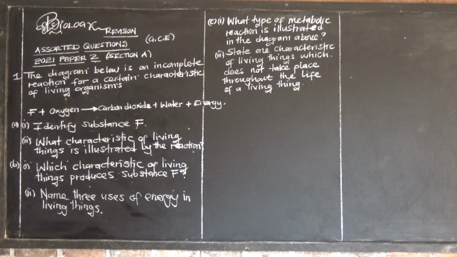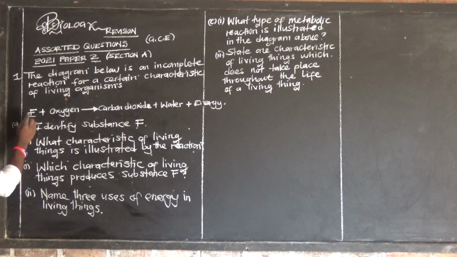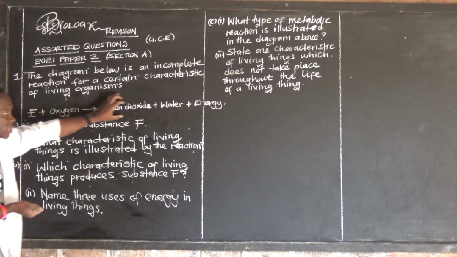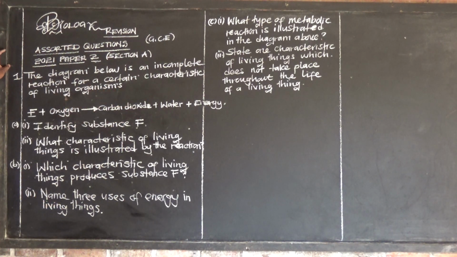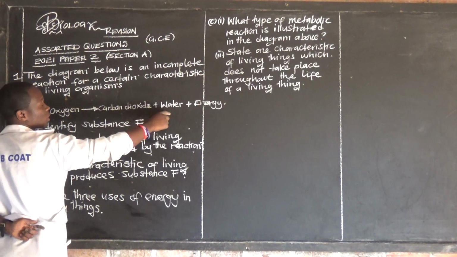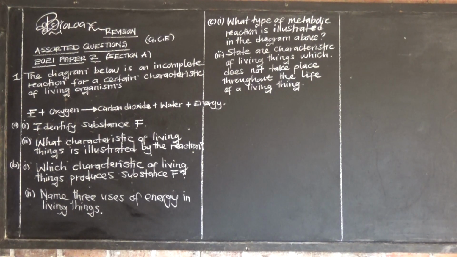So it says, in the equation below, we have what we call an incomplete equation. We have this equation, right? This is the word equation. We have been given a word equation which is not complete, because we don't have this substance. This substance is F. We don't have the actual substance. So this word equation is incomplete. We have F plus oxygen is equal to carbon dioxide plus water plus energy. Are we together?